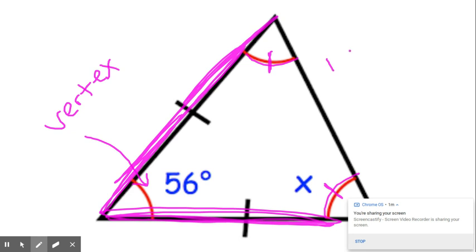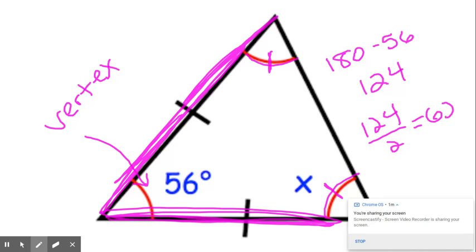So that means I have to take 180 minus 56, and 180 minus 56 gets me 124. Well, what do I now do with 124? If I know these are both the same, I take 124 divided by 2, and that gets me 62 degrees for both of these angles. This is 62 degrees, and this is 62 degrees.